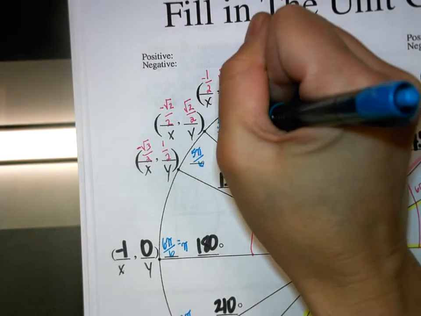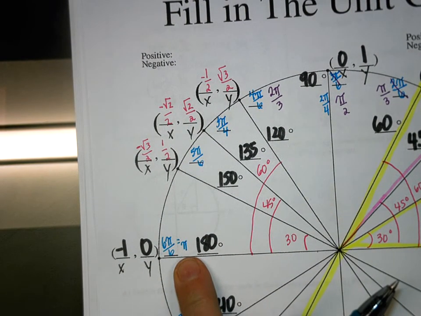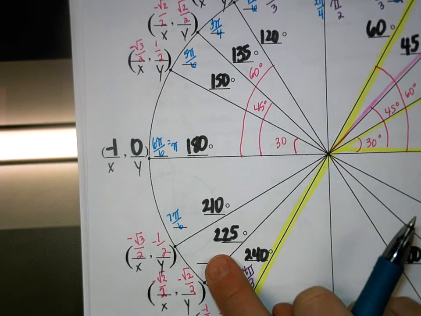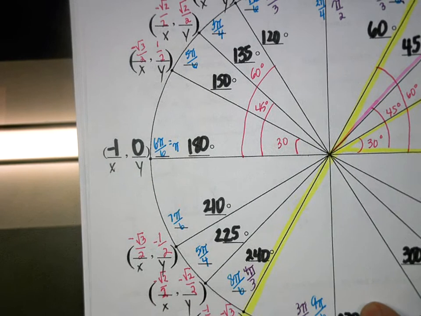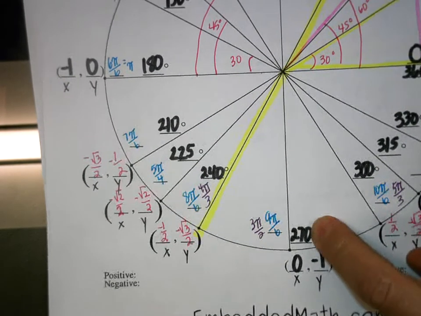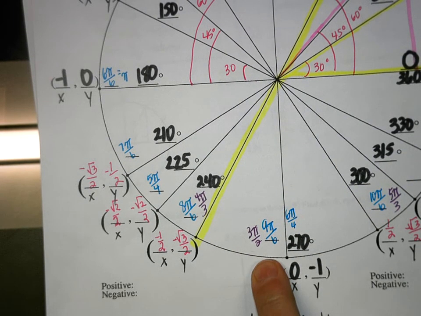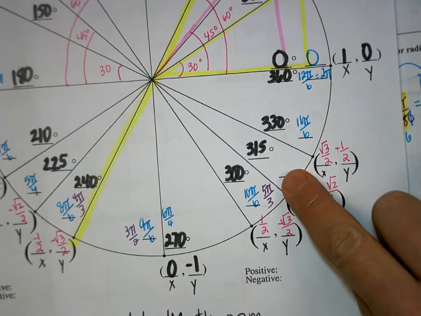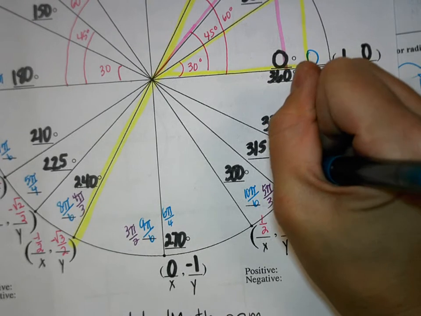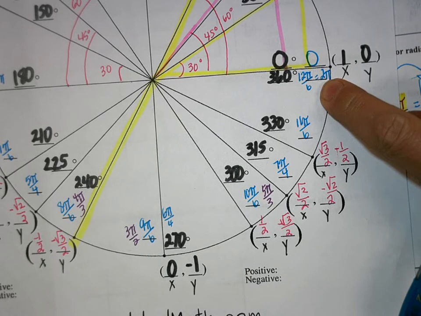3 pi over 4. Very good. And then when you add one more, we get to the 180, which would be 4 pi over 4, which is just pi. What's going to be 225? 5 pi over 4. When we get to 270, this will be 6 pi over 4. And again, this will end up reducing to be 3 pi over 2. So this is 6 pi over 4, and guess what this one is? 7 pi over 4. And when you get back here, you'll end up with 8 pi over 4, which reduces to be 2 pi.